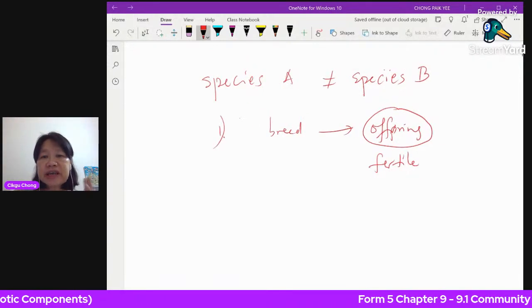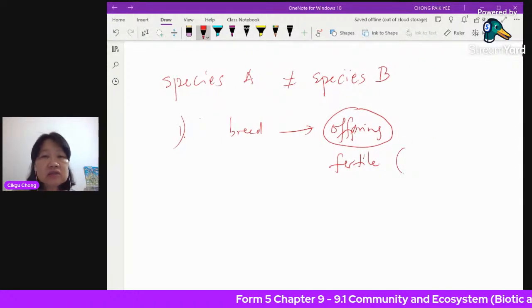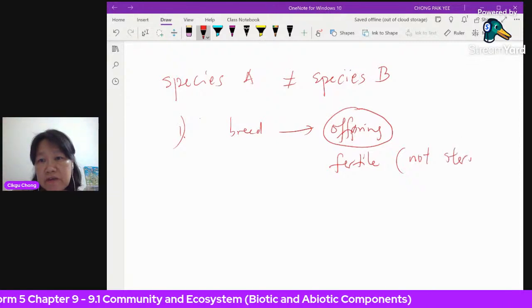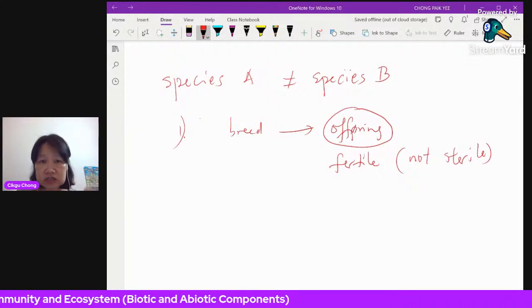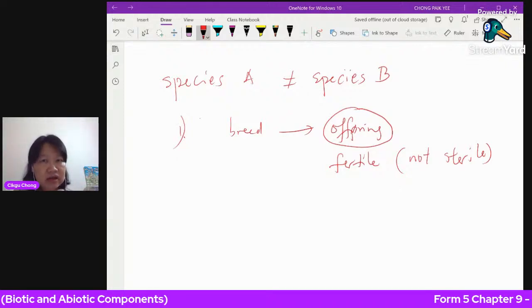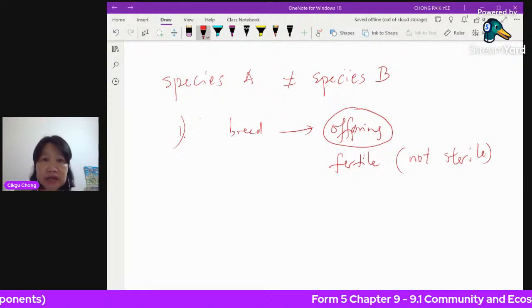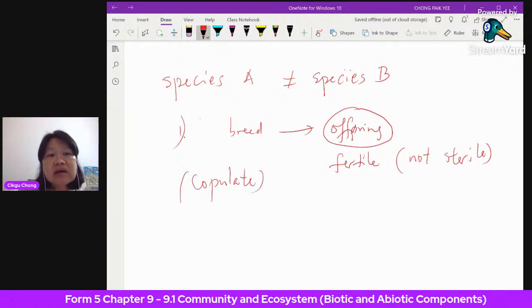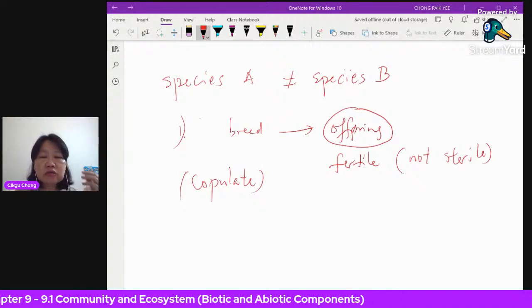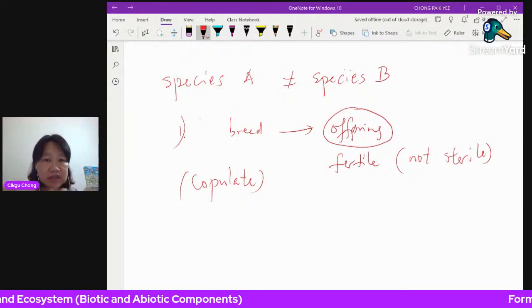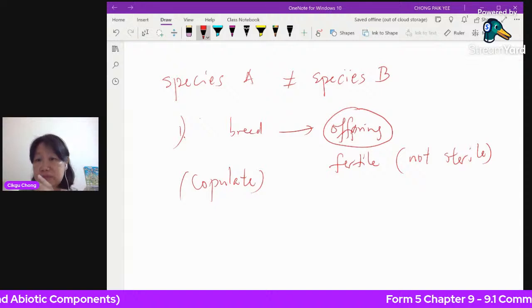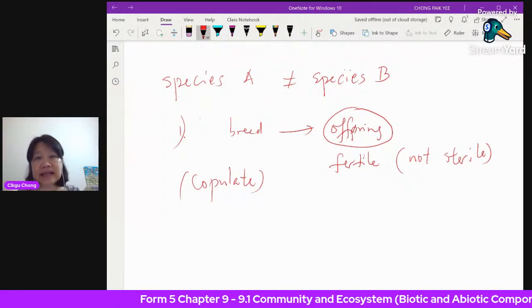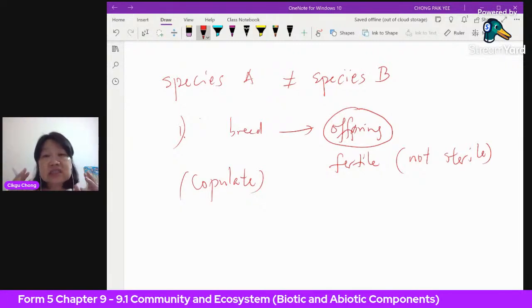So that means this offspring cannot be sterile. Sterile means it's not able to produce the next generation. That's what it's called. So if it qualifies this condition, they can breed. They can copulate. In animals, we don't say marry, we say copulate. Copulate means have children. That means they have sex. A very crude meaning is they have sex. They're able to have the next generation, and that offspring is not sterile, that means it's able to have children. Then we call this X and Y the same species.